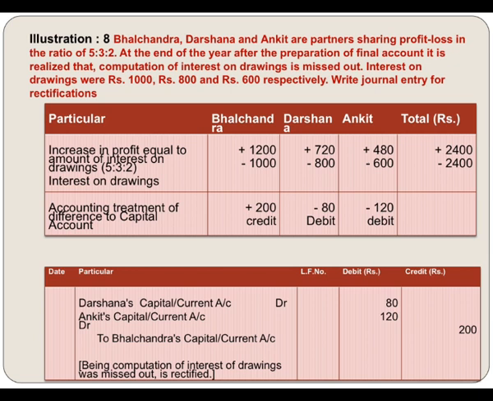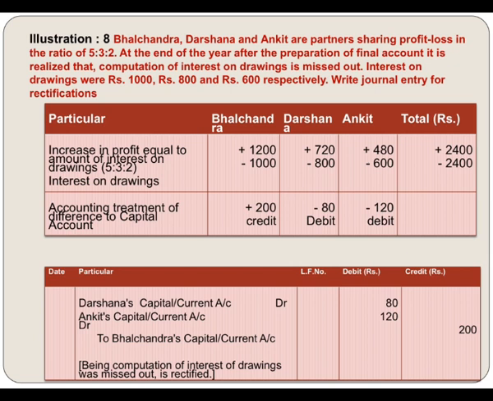So as per our rule of journal entry, 80 and 120 are minus. So we have to debit the minus figure and credit the plus one. Darshana's capital account and current account debited, Ankit's capital and current account debited, to Balchandra's account credited 200.